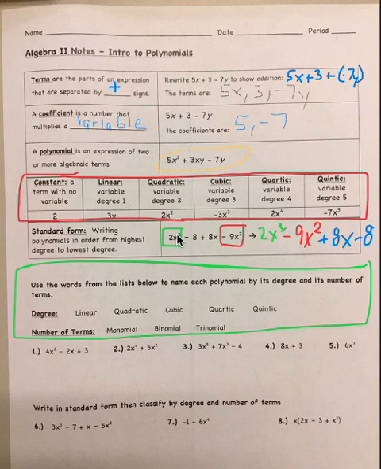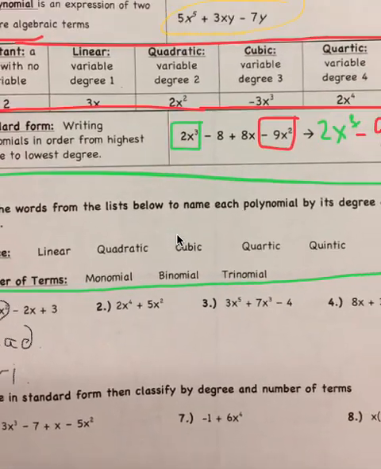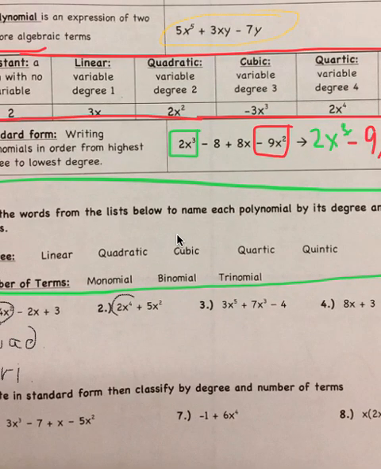So if we look at 4x squared minus 2x plus 3, we want to look at the highest degree. So x squared is a quadratic. So I'm just going to put quad, and there's 3 terms, so it's a quadratic trinomial. 2x to the fourth plus 5x squared, that's degree 4. Degree 4 is a quartic. And there's only 2 terms, so that's binomial.